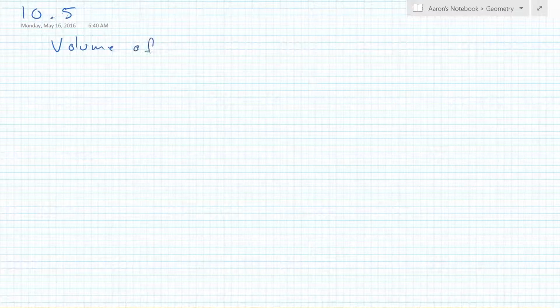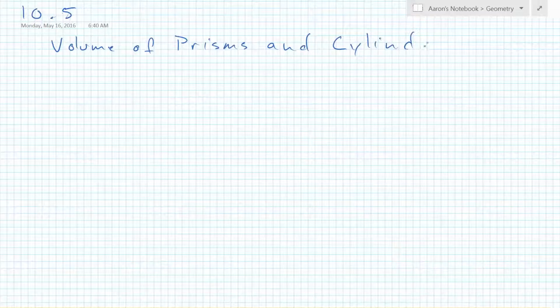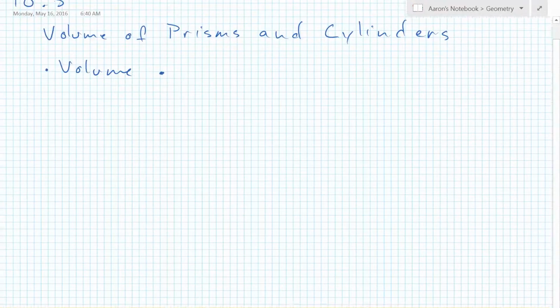Good afternoon. Today we're going to be looking at 10.5, and this one is volume of prisms and cylinders. We'll be looking at volume, Cavalieri's principle.